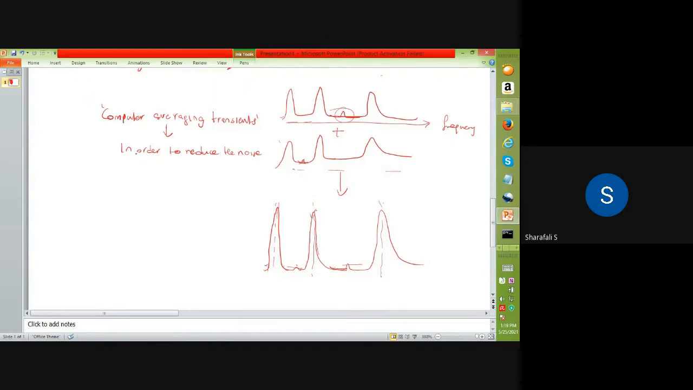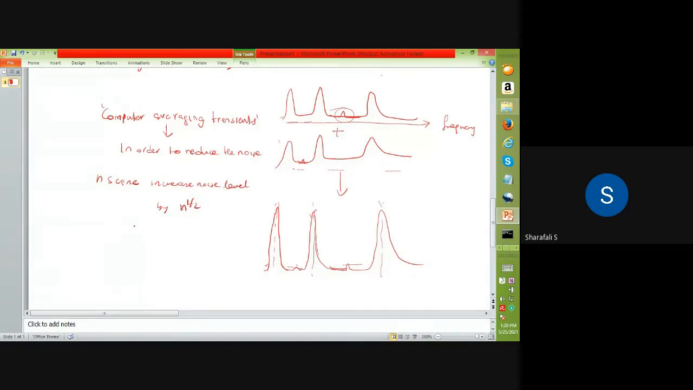So if you take n scans, that increases the noise level by n to the power 1 by 2. That is, its rate of increase will be very small.